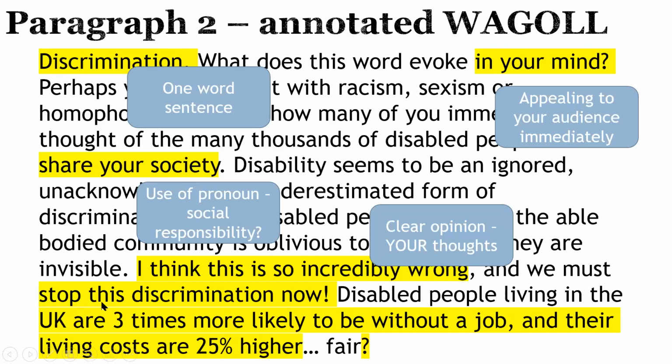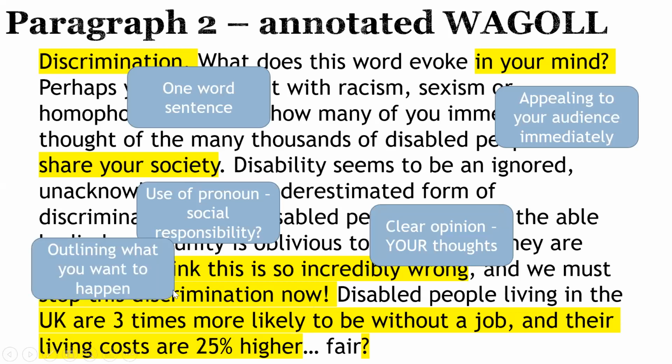We must stop this discrimination now. Okay, that's what you want to happen. Really clear, really simple, straight away in your paragraph 2. The discrimination must end now. That is what paragraph 2 is about, you being clear and concise.